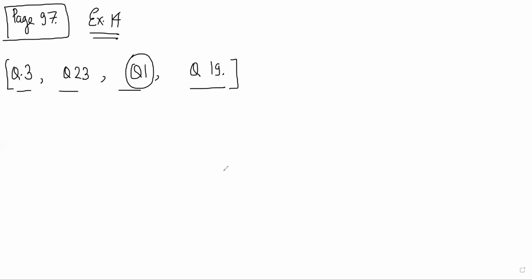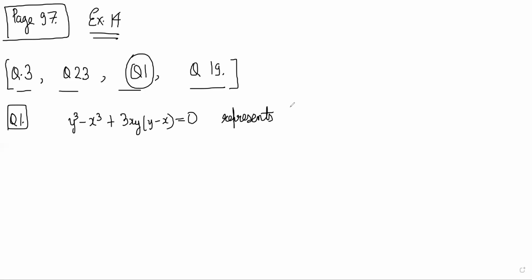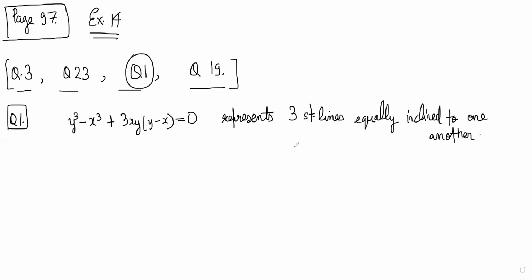Okay, so question number 1, for example. Question 1 is saying, prove that the equation y cube minus x cube plus 3xy into y minus x is equal to 0 represents three straight lines which are equally inclined to one another. That means the angle between any two of them is the same, right?